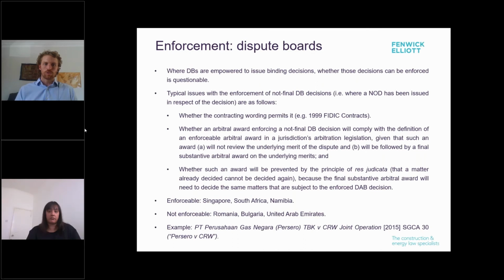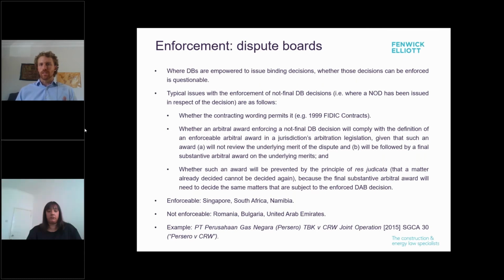To the substantive issues, secondly, is whether the enforcement of a not final dispute board decision fits within the definition of an enforceable arbitral award under the New York Convention and/or any arbitration legislation in the applicable jurisdiction. And lastly, whether the enforcement complies with the principle of res judicata, which is that a matter that has already been decided cannot be decided again. Now, this is because the summary enforcement of a dispute board decision to be later followed by a final award by the arbitral tribunal on the substantive merits can be viewed as there being two decisions on the same matter.